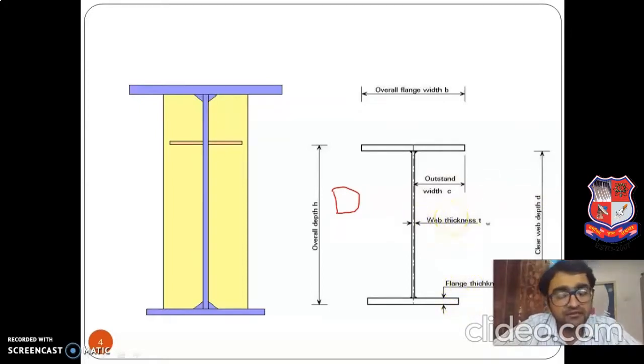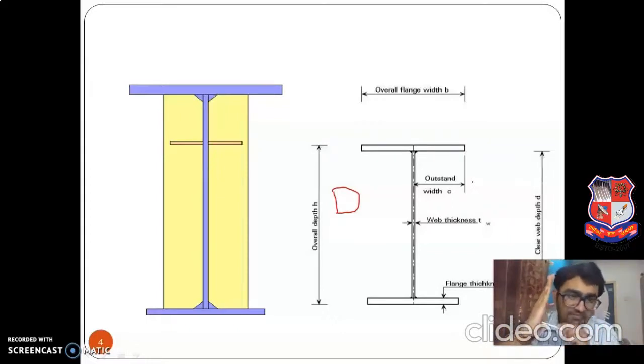So there are mainly two components, that is the flange and the web thickness of the flange in the I component. It is very important to understand this. Suppose this is the web of one I section, and this is the flange of another I which is connected to it. So how has it been connected?